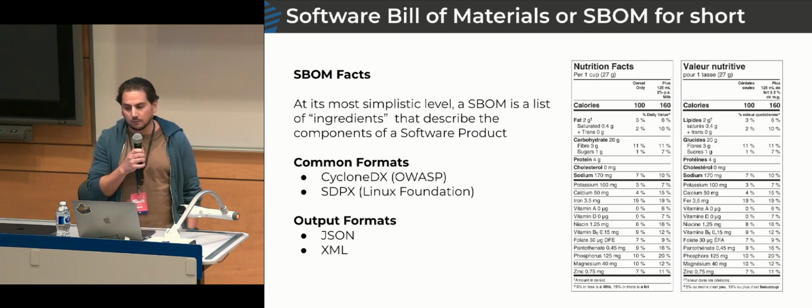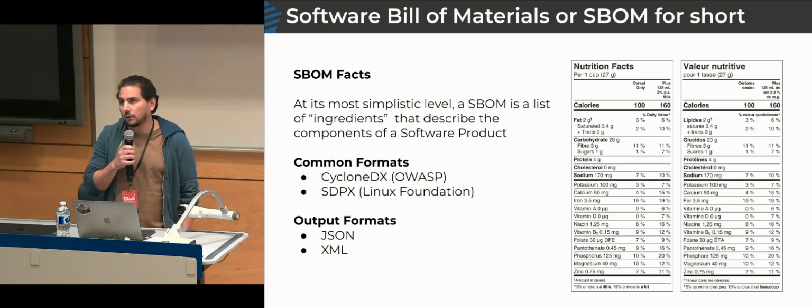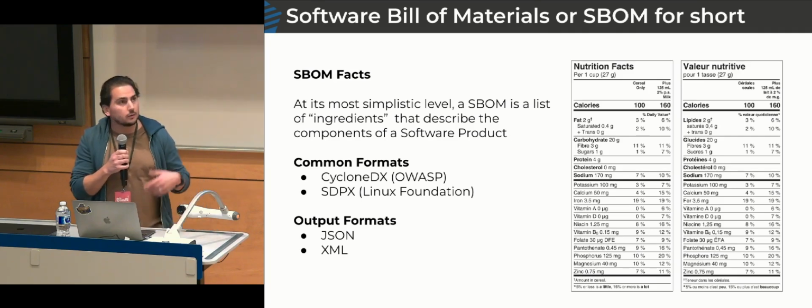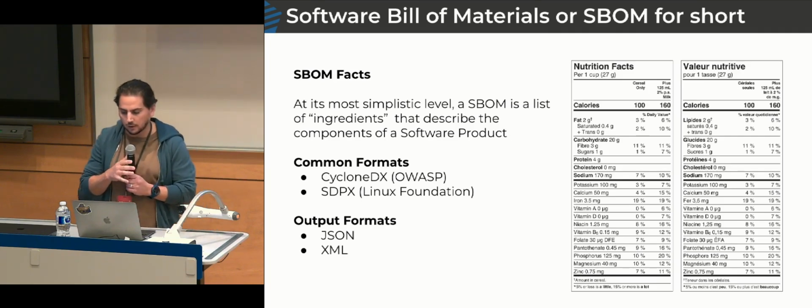And the output of an SBOM is machine readable. So the two most common formats are either JSON or XML. So you could read one by hand if you want to, but really it's easier just to parse your way through it to pull out the pieces of information you need.